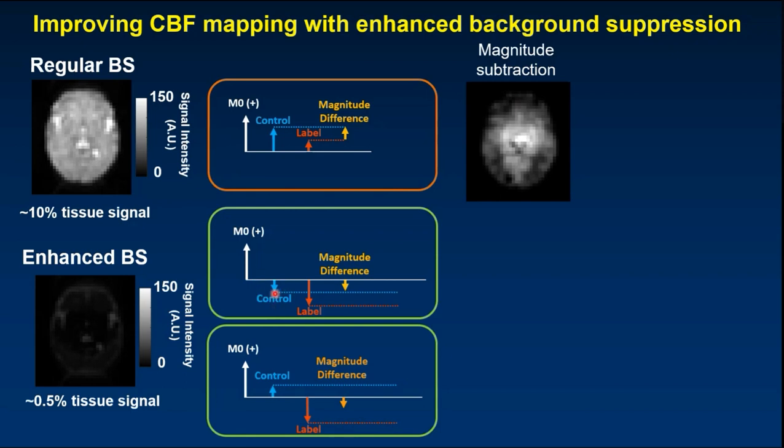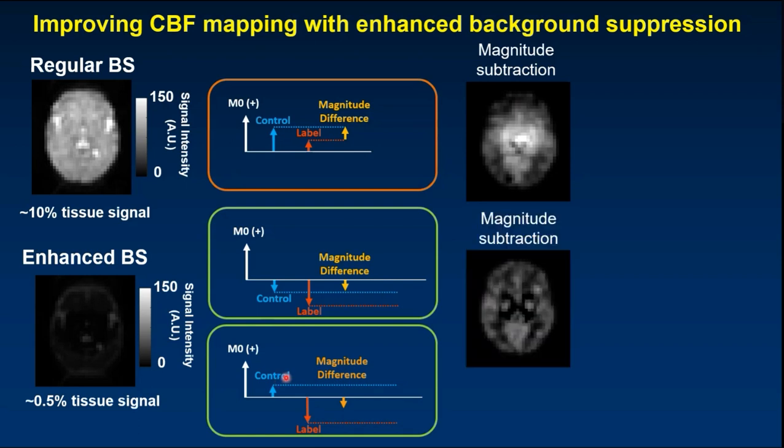In this case, both the signs of control and label are flipped, and the magnitude of label is greater than control. So if you do a subtraction between control and label, you will get a negative value, which is not correct. You may say, in this case, we can just do label minus control. But there's also another case where the control and label signals have inconsistent signs. In this case, a magnitude difference will fail. This is represented in the image as a dark hole in your CBF map.